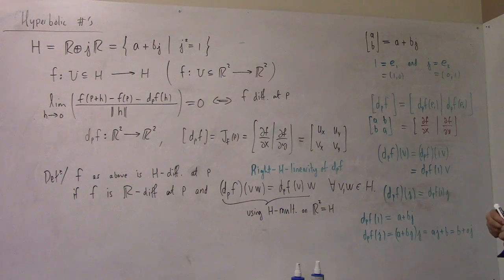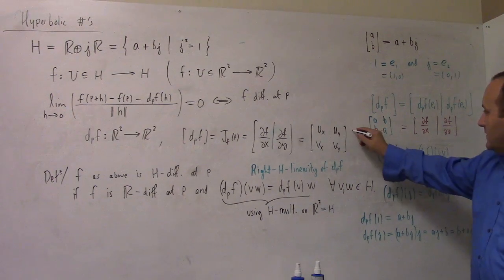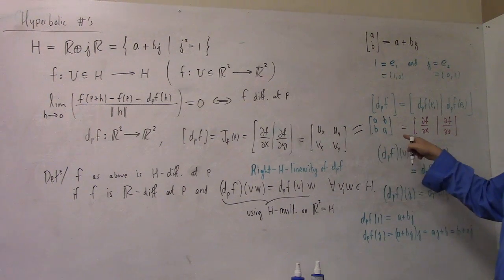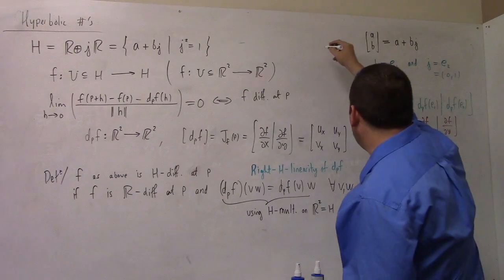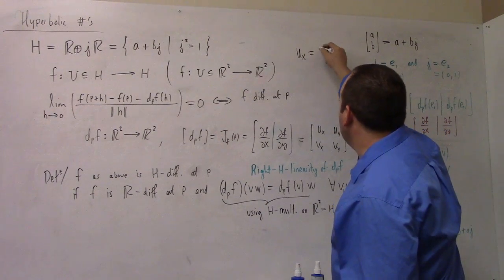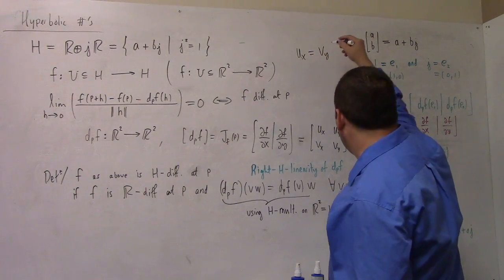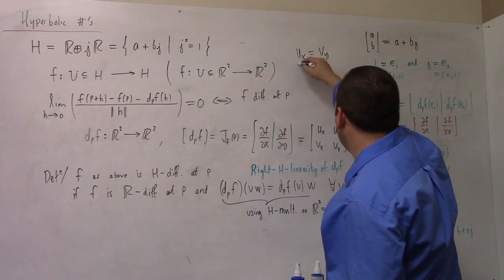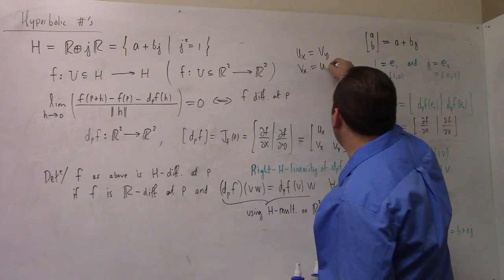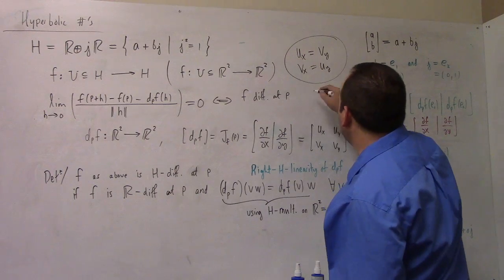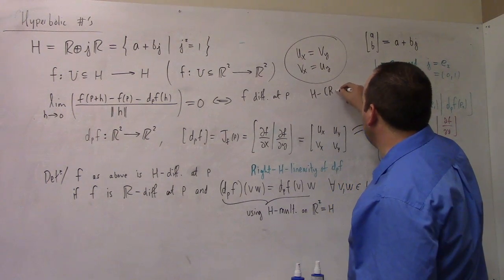So, on the other hand, of course, this is equal to this, right? So this gives you the CR equations: ux equals vy and vx equals uy. So these are the hyperbolic Cauchy-Riemann equations.